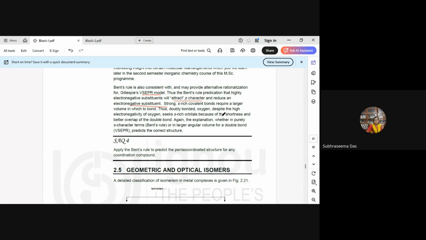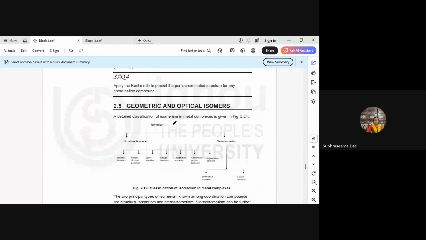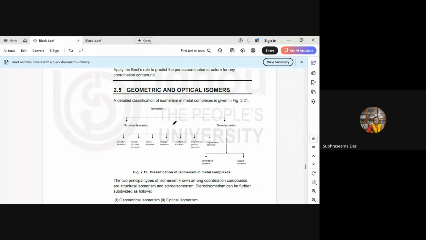Strong s-rich covalent bonds require a larger volume to bond. So what happens is that the doubly bonded oxygen, despite its high electronegativity, always tries to find s-rich orbitals. Again, this explanation is in accordance with Bent's rule, which predicts a larger angular volume for the double bond of the oxygen atom. So now, coming to geometrical and optical isomers.